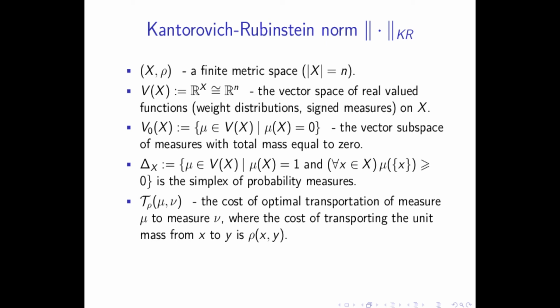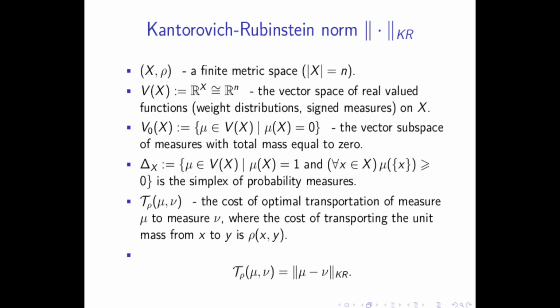And here comes Kantorovich-Rubinstein. For given two measures, let's say positive measures, mu and nu, let's assume that they have the same total mass. For example, they are both probability measures. Then there is a number, tau rho, of these two measures, which is the cost of the optimal transportation of measure mu to measure nu, where the cost of transporting the unit mass from x to y is precisely the distance, as you would expect.